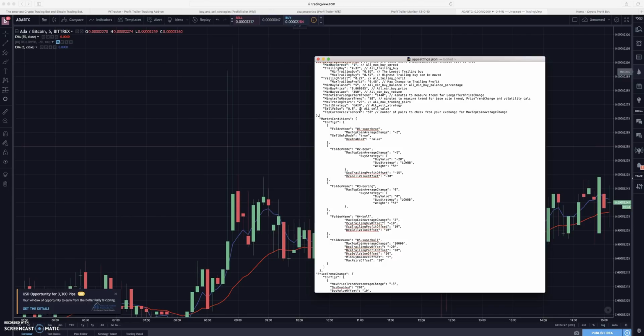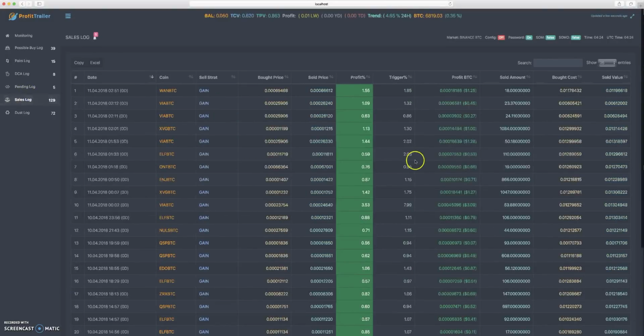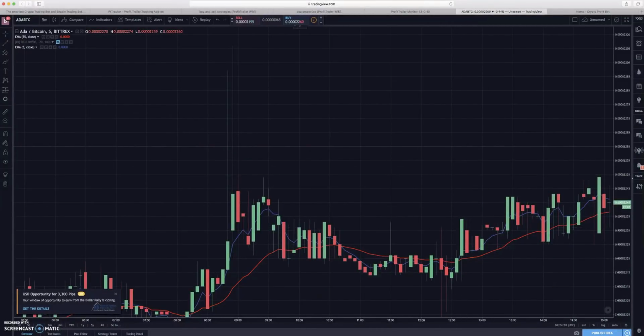And as you can see with my monitor, we have gotten out of trades well above 0.8% due to that trailing profit. And you can see here, we have some just below. That's because it reached 0.8 and then it dipped immediately and then it sold immediately. Same thing here. But we had a nice one. We rode a coin to 3.53%. So that was nice. Let's go back to this.